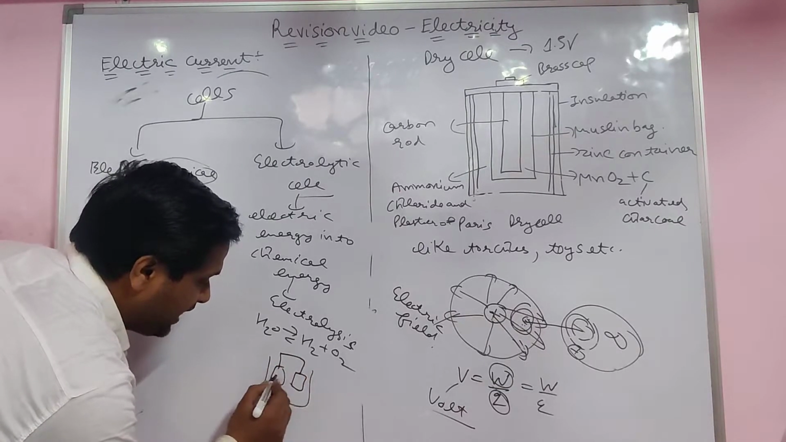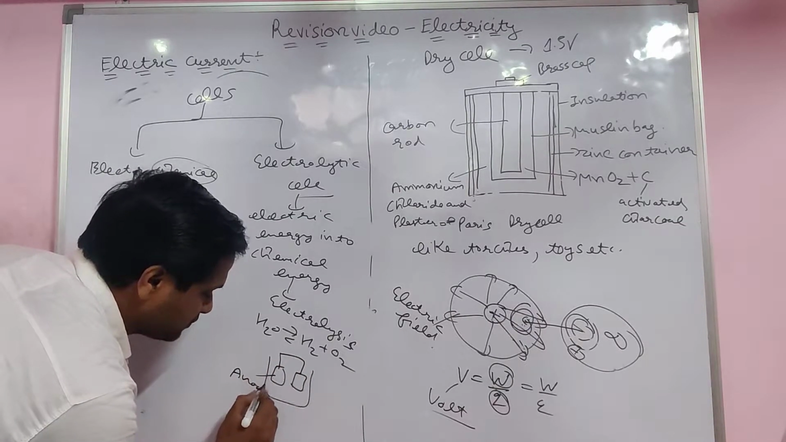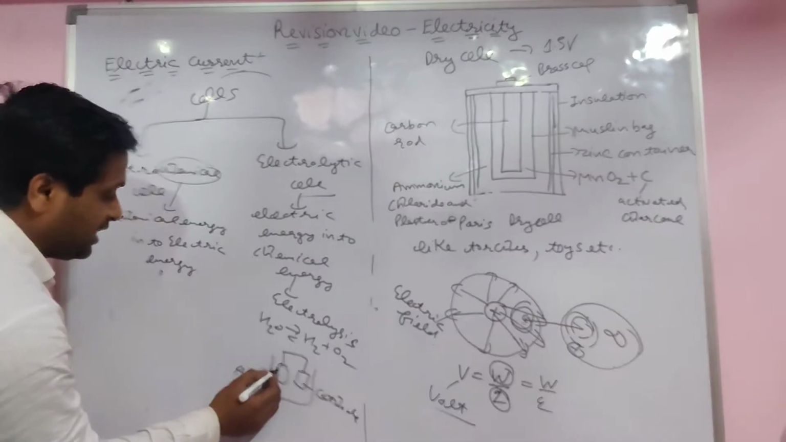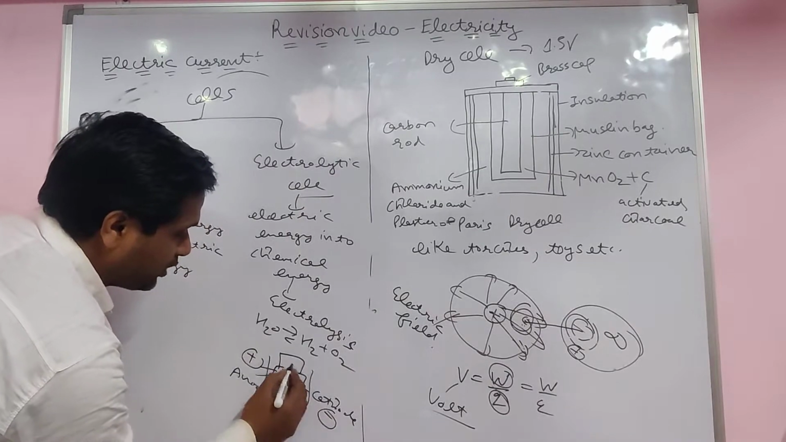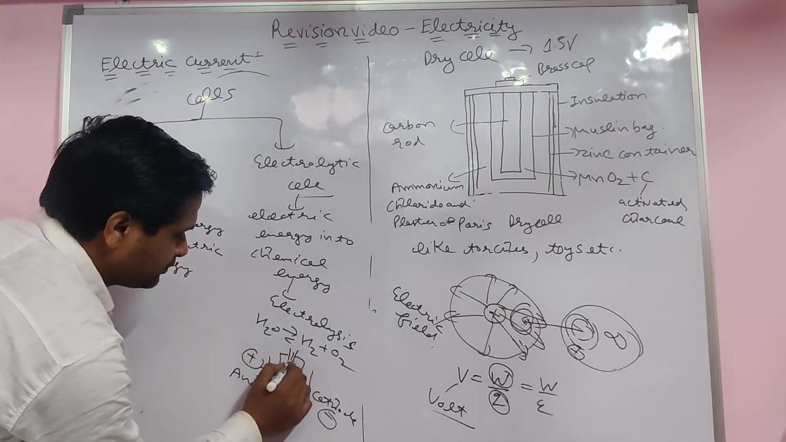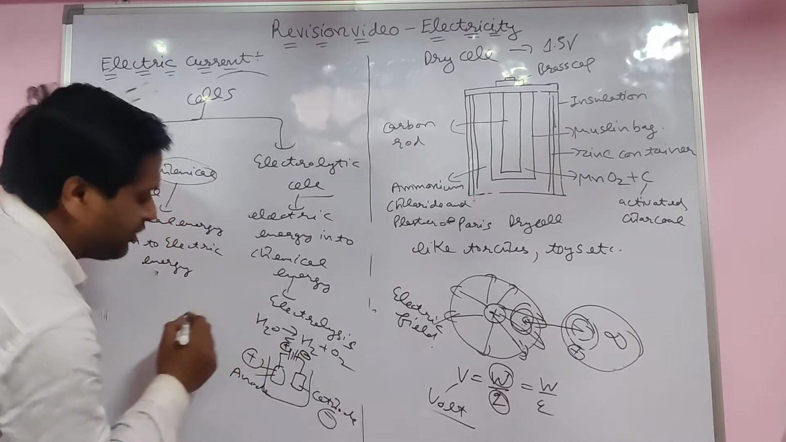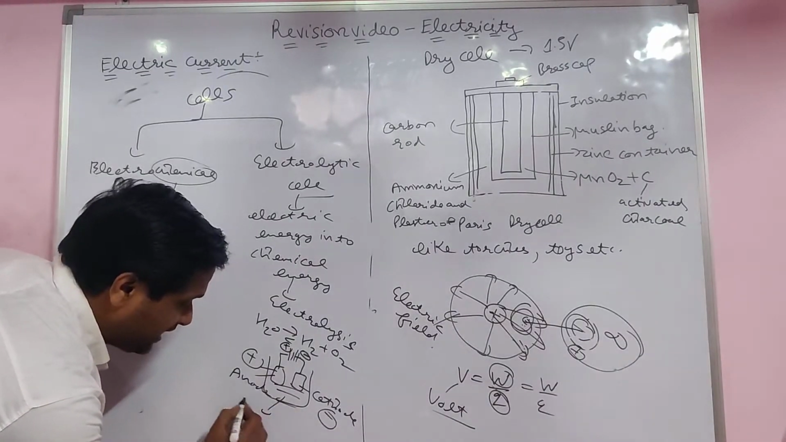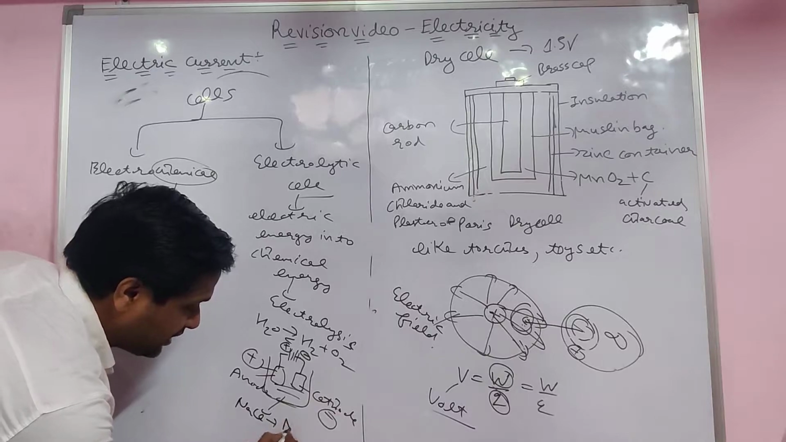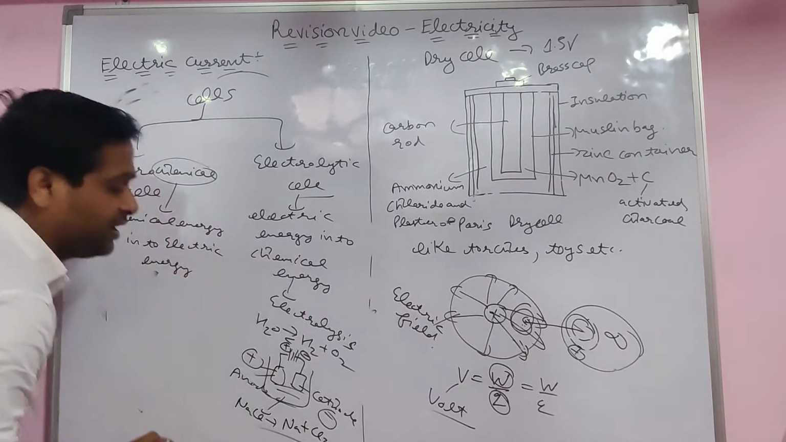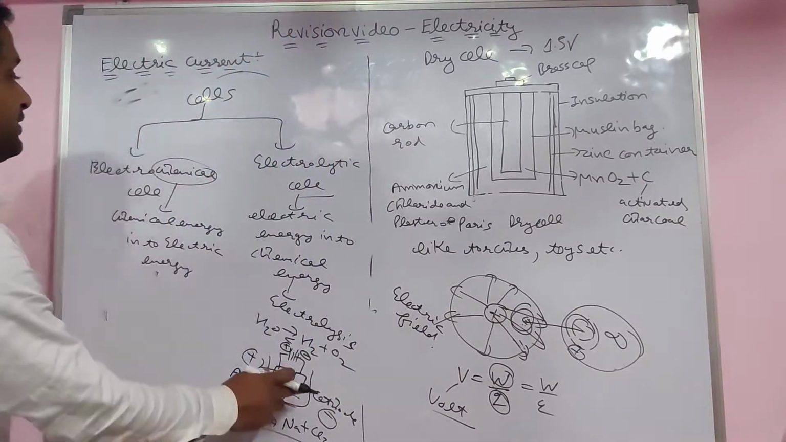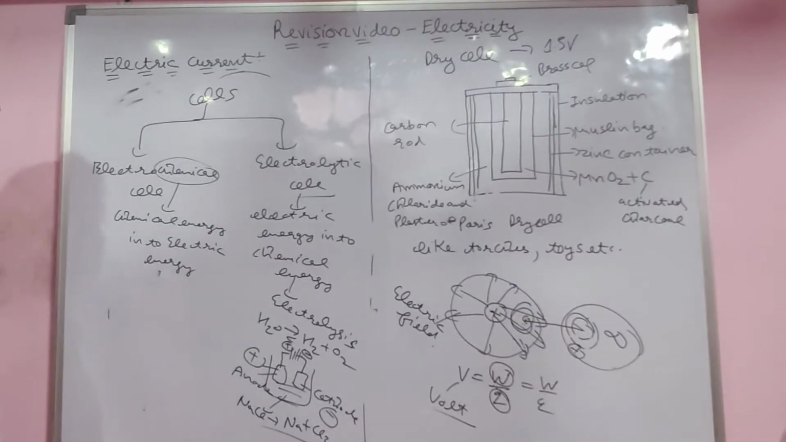One is the anode, another is the cathode. In an electrolytic cell, the anode is always positive, cathode negative. Here you connect batteries. Then they are able to break sodium chloride into Na plus Cl2. If water is there, H2 plus O2. So these types of cells are called electrolytic cells.